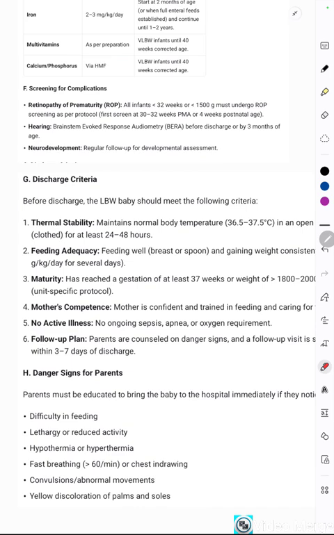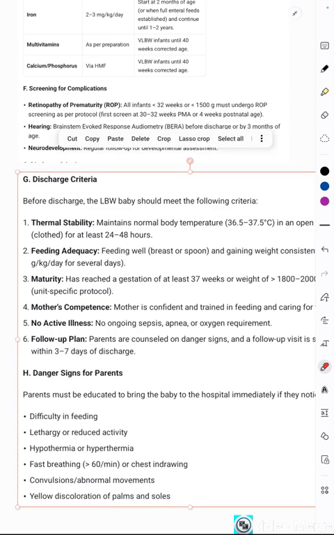Then screening for different complications, that is neurodevelopmental complications, hearing complications, for which we can have BERA, and retinopathy of prematurity. It should be done in all the infants less than 32 weeks or less than 1500 grams, that is 1.5 kg. They should go at around 4 weeks of the postnatal age. But if the infant is less than 28 weeks or less than 1 kg, then the screening should be done within 2 weeks of the postnatal age.